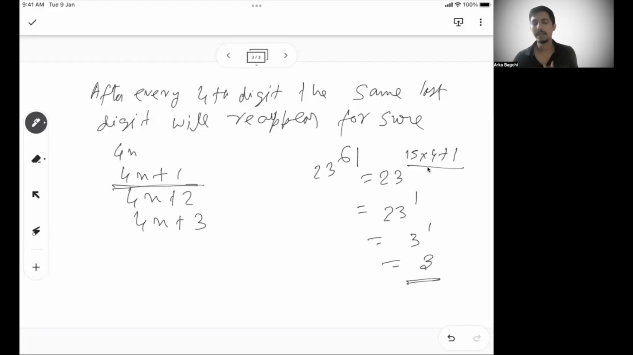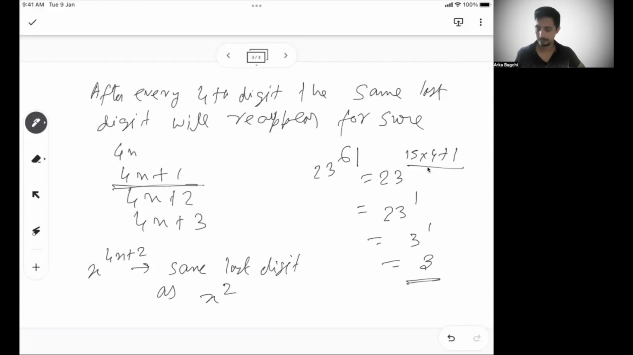Because after 4n, every last digit repeats itself, whichever number you take. So 4n plus 1 will have the same last digit as that number to the power 1. If I write x to the power 4n plus 2, it will have the same last digit as x to the power 2, because after every 4n, it will repeat. So x to the power 4n plus 2 will have the same last digit as x squared. So for a number, it will have the same last digit as determined by the remainder when the power is divided by 4.